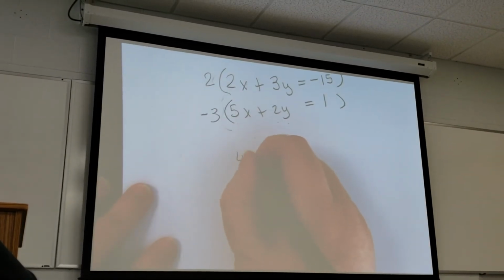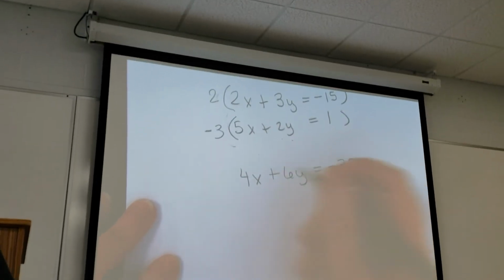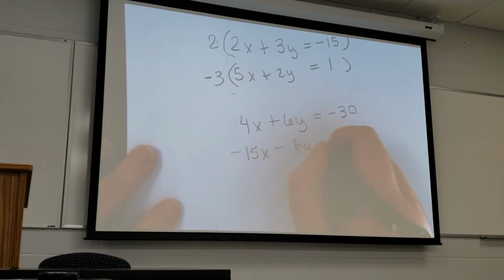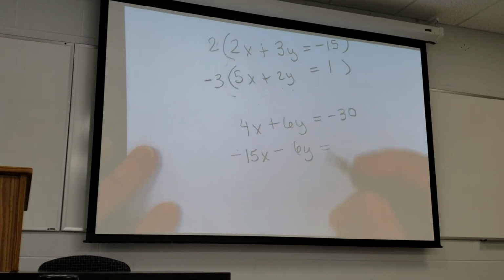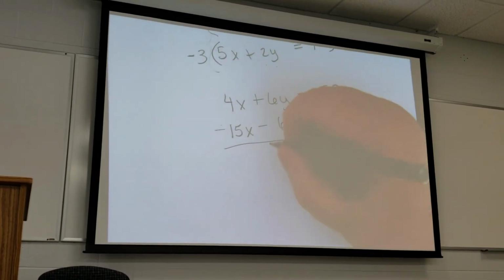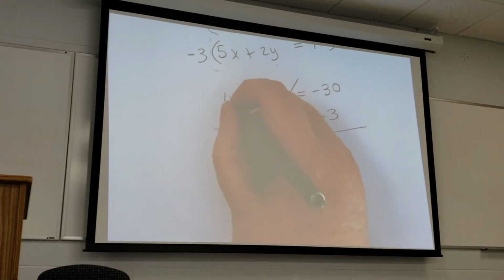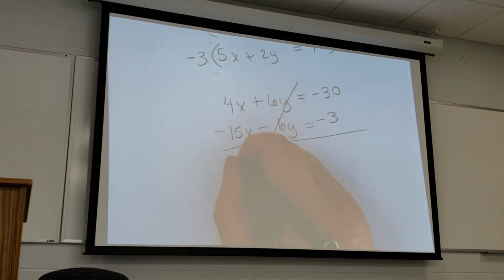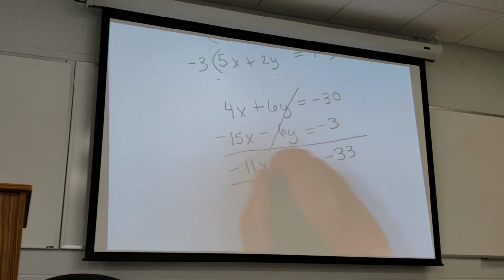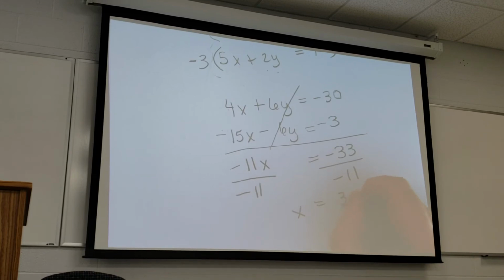So here, I'm going to have 4x plus 6y is equal to -30. -15x minus 6y is equal to -3. When I do this, my y's are going to cancel, because it's a positive 6y and a negative 6y. 4 minus 15x is a negative 11x, which is equal to a negative 33. Divide both sides by -11. x is equal to 3.